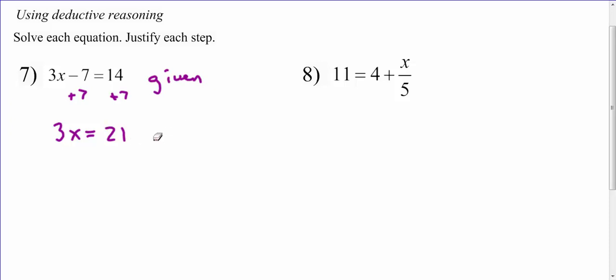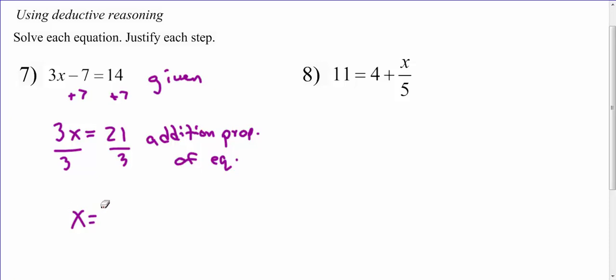Now, how did I know to add 7, or why can I do that? Because the addition property of equality tells us that by adding the same number to each side, the equation stays true, or stays equivalent. All right, and then the last thing we do on this particular problem is divide both sides of the equation by 3. So then we would know that x is equal to 7, and we got there by the division property of equality.